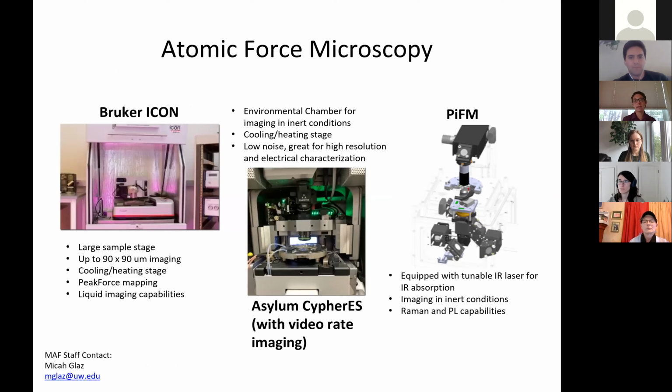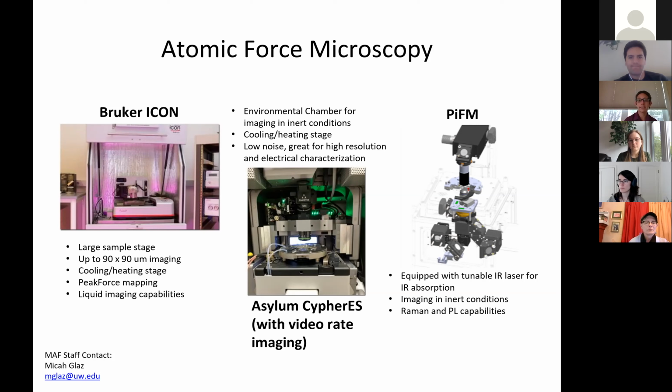We have a suite of AFMs, atomic force microscopes. AFM is really useful for looking at topography of your samples, unlike most electron microscopy, where you do not get the topography of the sample. We have 3 AFMs that are really useful for that. Each of these AFMs has its own unique capability. The Bruker Icon is really great for large samples. With a large sample, you can image a very large area.